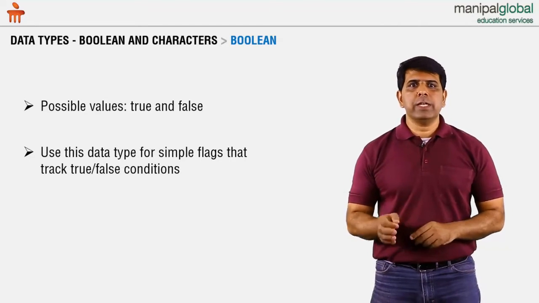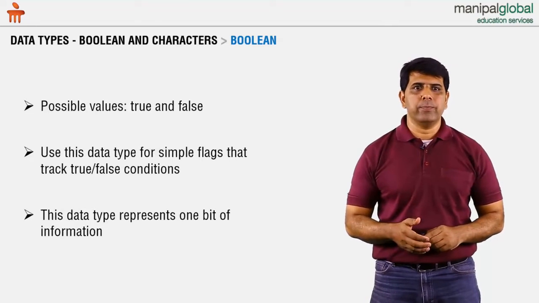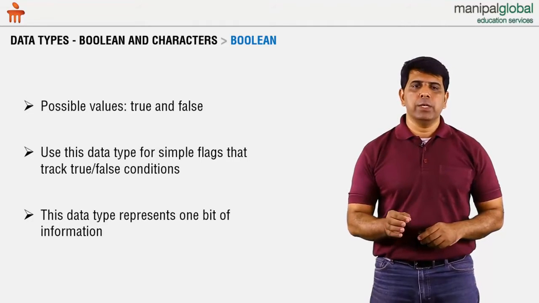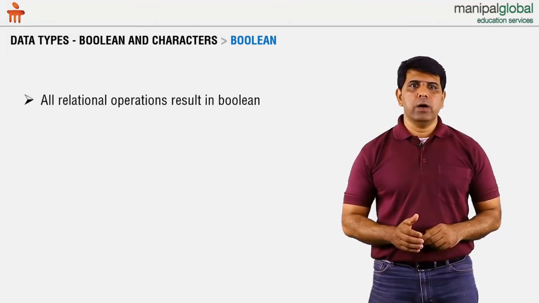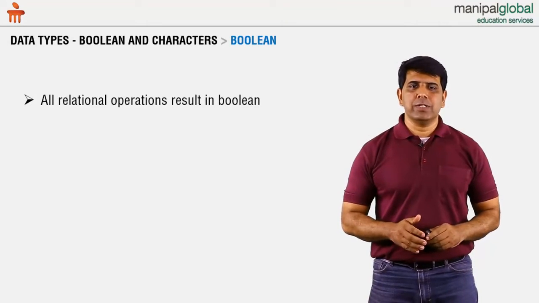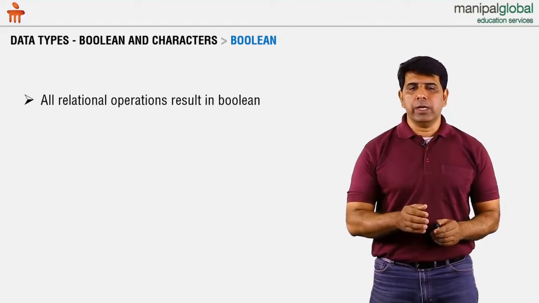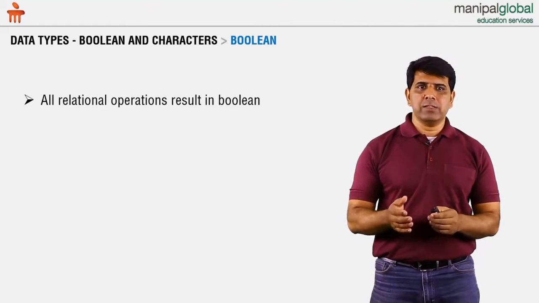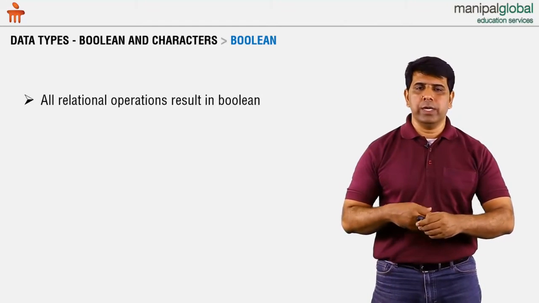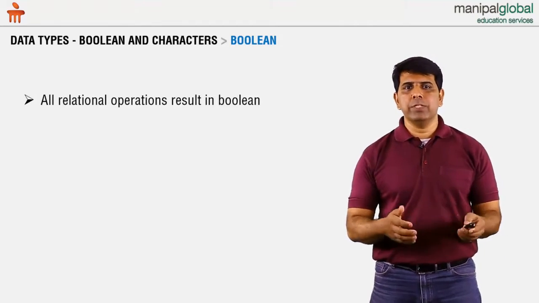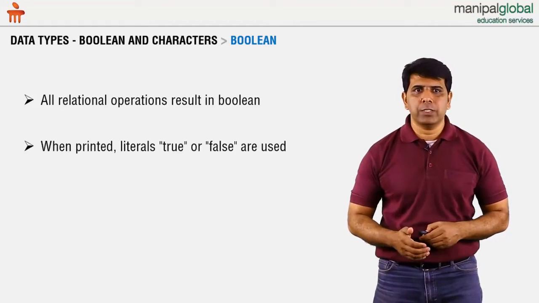Now use this data type where true-false conditions need to be tracked. The data type represents one single bit in the memory. Now all relational operations result in Boolean. What do you mean by that? Imagine you are trying to compare two variables with less than, greater than, equals to, or you're trying to combine all of these into one expression. They all are going to give you either true or false.